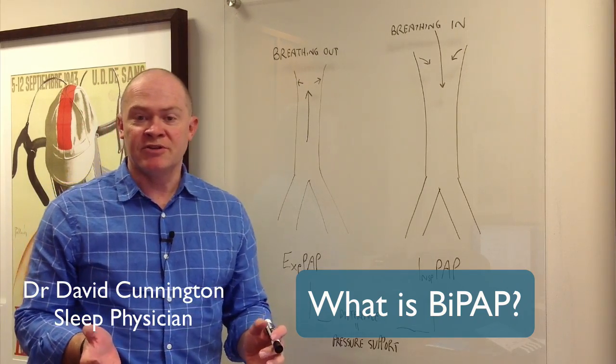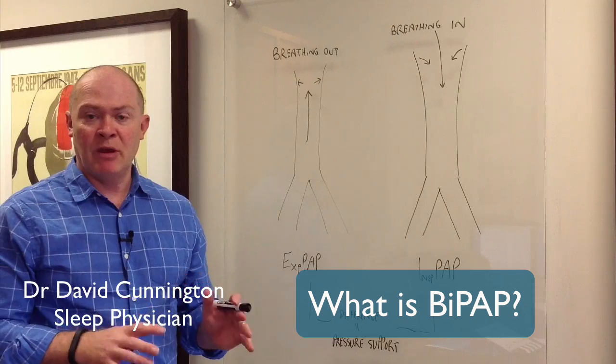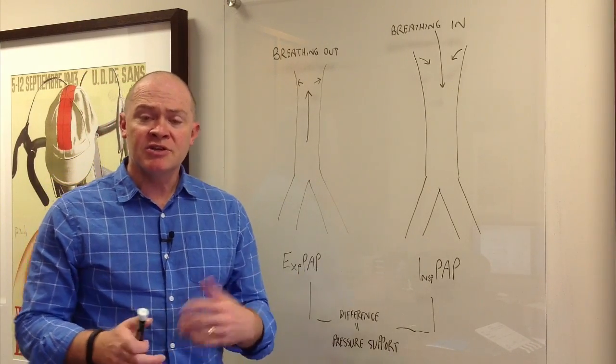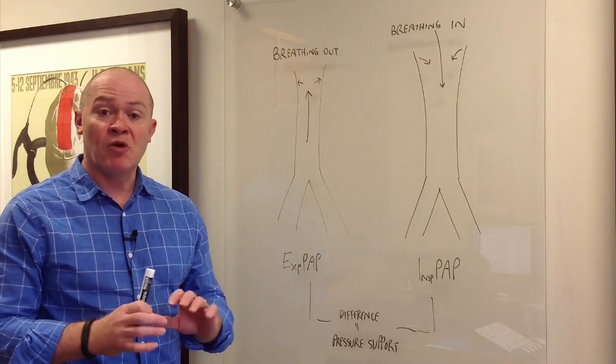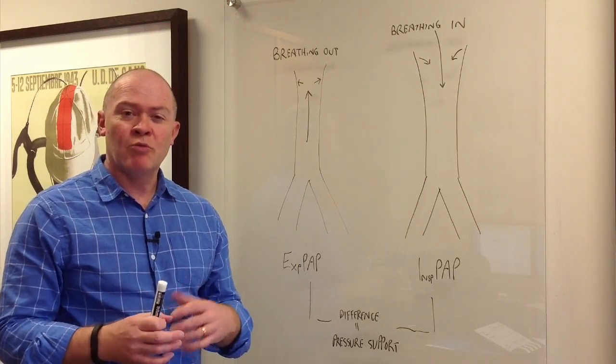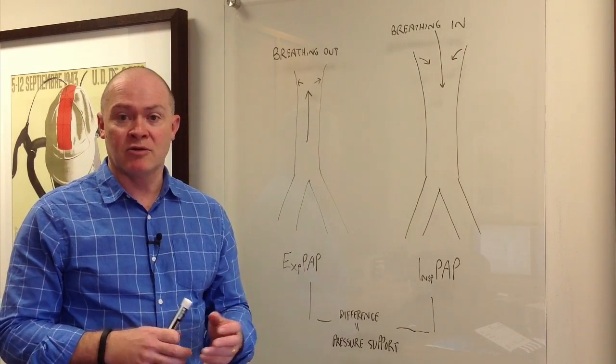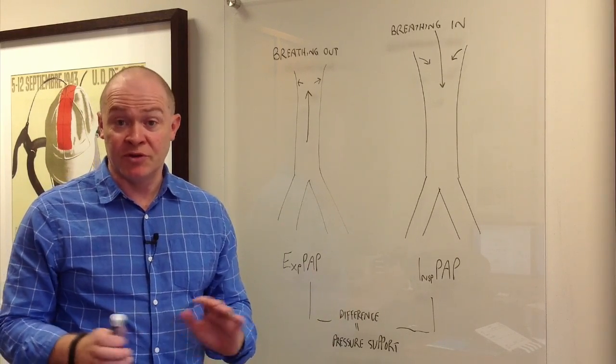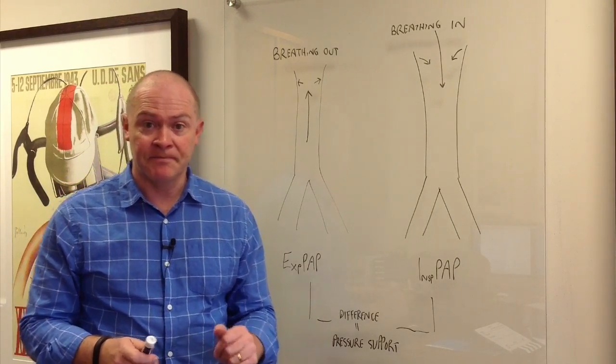So I'm going to try and explain to you what the difference is between EPAP, IPAP and CPAP. Essentially, to try and explain that, I'll first talk about what happens in the upper airway and what pressure we need in the upper airway across the breathing cycle, because if you can understand that, then it's pretty self-evident what the difference is between these two settings.